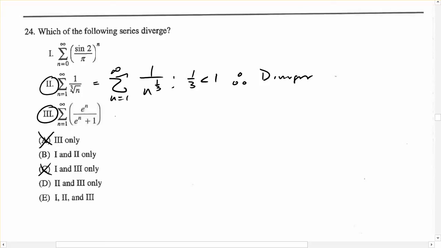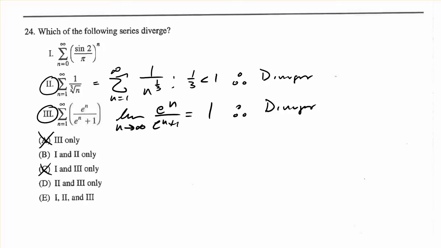How do you know that this diverges? The sequence converges to 1. Yes, the limit as n goes to infinity of e to the n over e to the n plus 1 is what? 1. Therefore, it diverges. For a series to have any chance of converging, the terms have to go to 0. But just because they go to 0 doesn't mean it converges. Harmonic goes to 0, does not converge. So we know 3 has to be in there, so it can't be B, right?